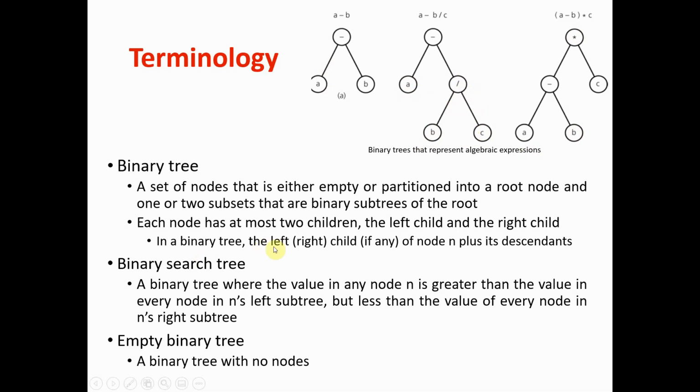In a binary tree, we have the left or right child of a node. This is also the concept of the left subtree and right subtree. Here you see that for this node, you have a left subtree and a right subtree. A left subtree is the left child with all its descendants. The right subtree is the right child of the node with all its descendants.